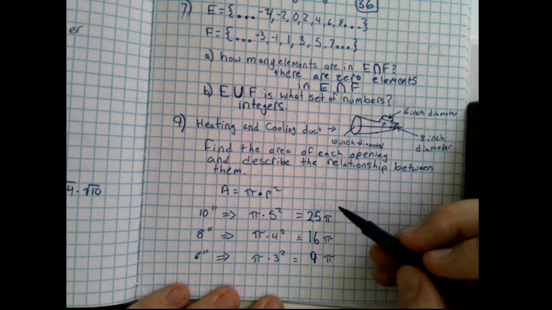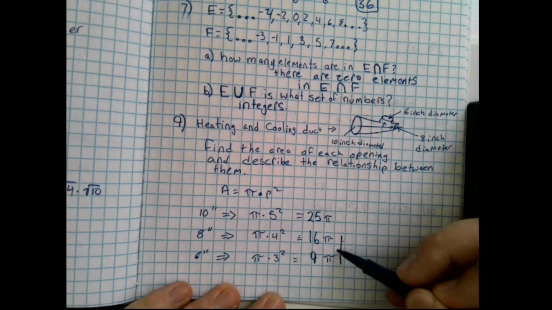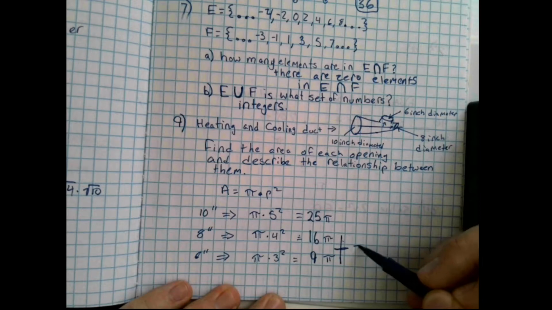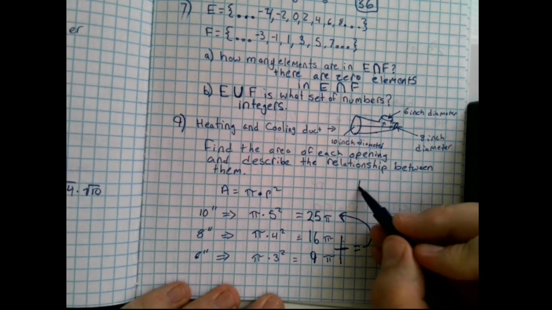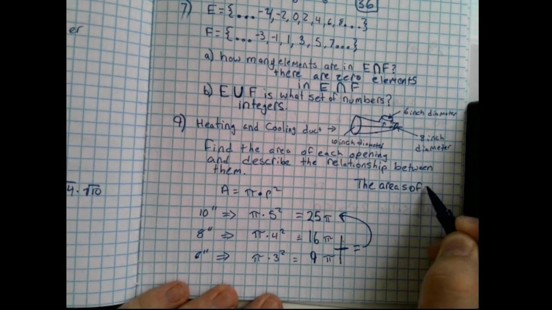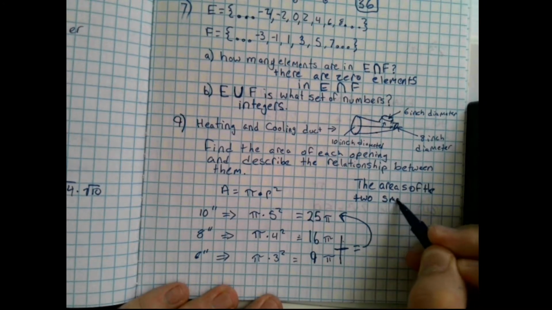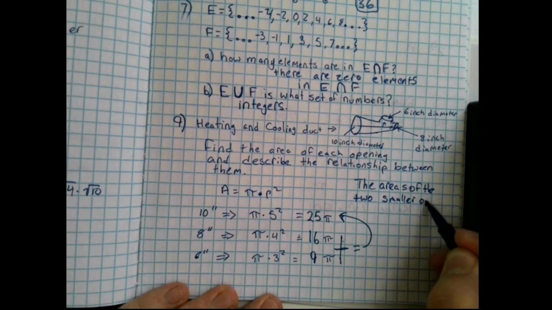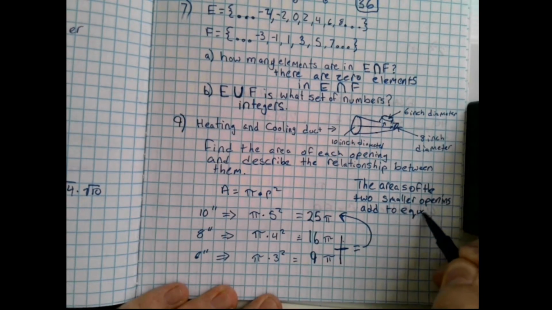Now, once we've found the area, you should be able to see the pattern here. These two, if we add them, equal this one. In other words, the areas of the two smaller openings add to equal the area of the large opening.